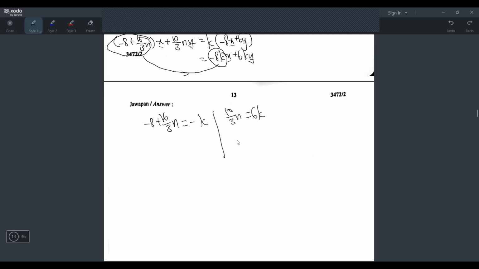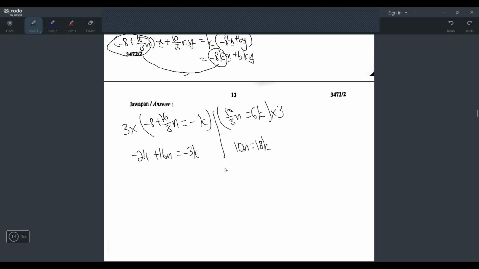Now, actually both equations have two unknowns, so you cannot find k and n directly. So you have to do simultaneous equations. First, get rid of the fraction. Take everything times 3. So you get negative 24 plus 16n equals negative 3k. Just because I want to get rid of the fraction. This one also, how to get rid of the fraction? Just times 3. So you get 10n equals 18k. Because when you times 3, this 3 will cut, and then 6 times 3 is 18.